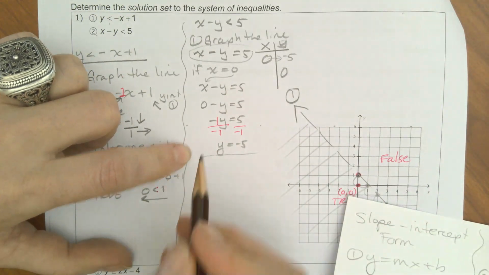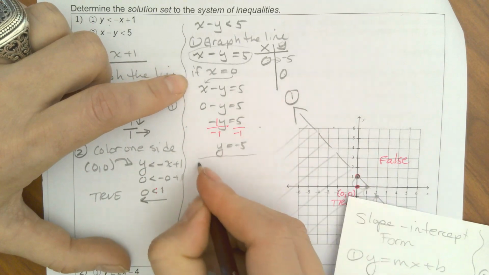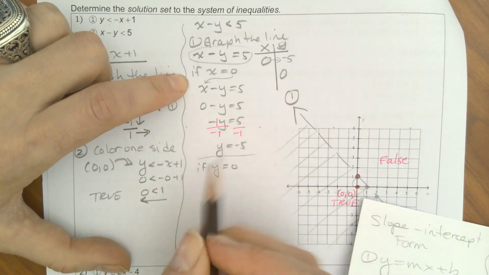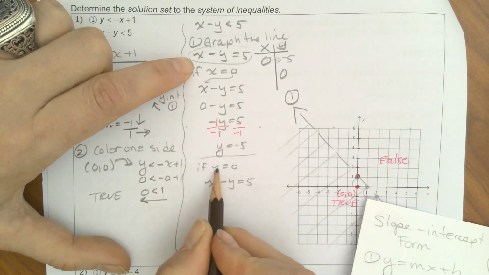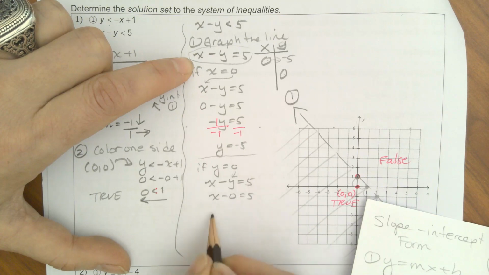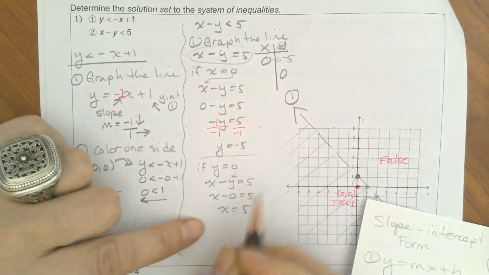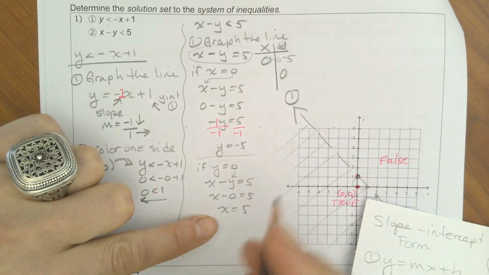Okay, so now we're going to do if y is 0. Let's write out the equation. Instead of y, we're going to put a 0 here. Well, that was faster. So if y is 0, x is 5.